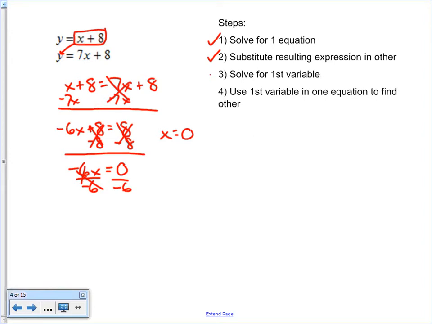Well, that was step 3. Step 4, use that variable in one of the equations to find the other. So again, use the easier one. The first one looks pretty easy, so let's use that one. So y equals 0 plus 8. So 0 plus 8 will just give me 8. So y equals 8 for that one.